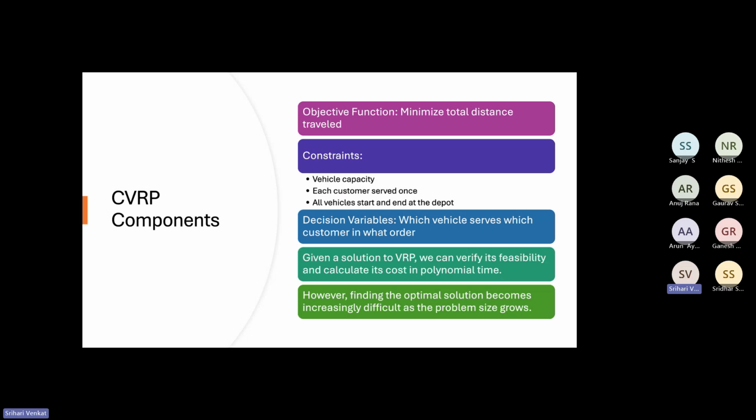If we want to break down the CVRP into components, this is how we can do it. The objective function is to minimize the total distance traveled. The constraints are: our vehicle capacity; each customer served only once, so we should not pass through the same location again and again; and third, all vehicles should start and end at the depot. The decision variables are which vehicle serves which customer in what order.